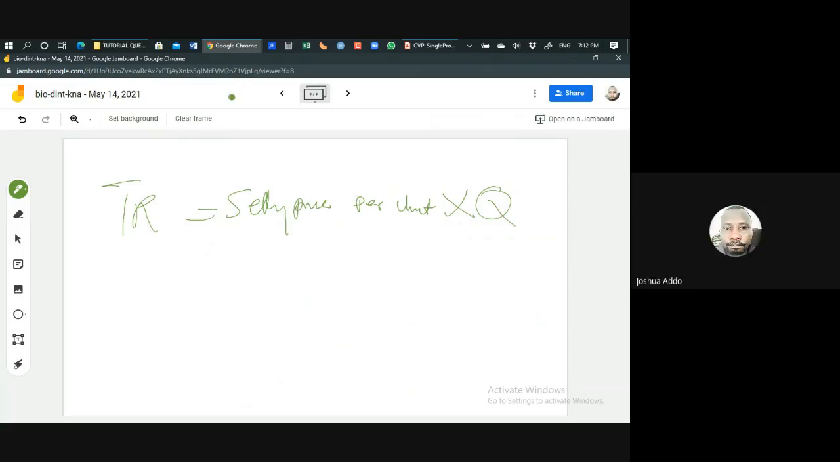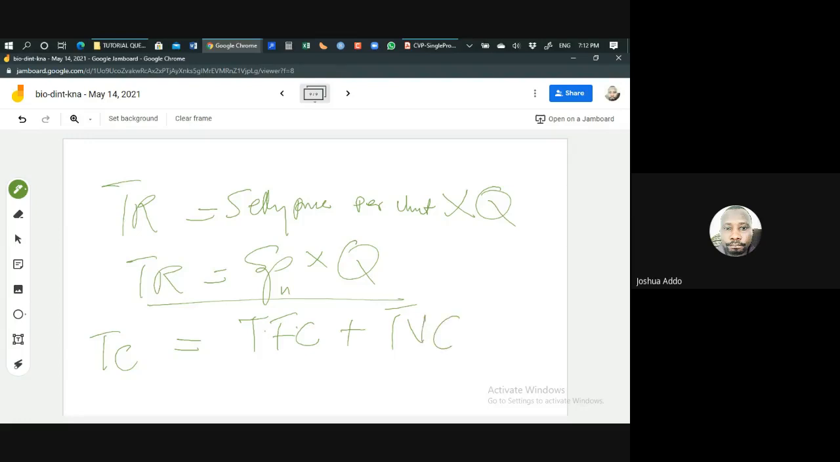Okay. So we can mathematically write total revenue is equal to selling price per unit times quantity. This is the total revenue function, total revenue curve. This is how it looks in terms of equation. Now let's come to total cost. Total cost can also be seen as being equal to total fixed cost plus total variable cost. Are you okay with this? Yes, please.